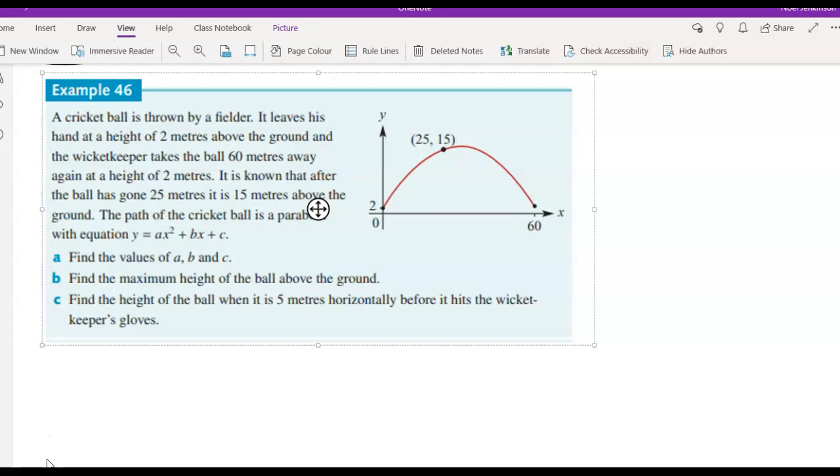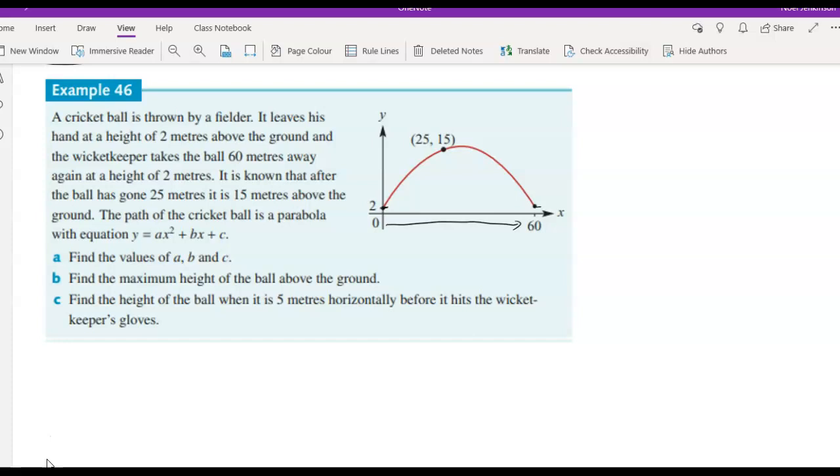This gives you some indication of what this y-intercept here will be. It's leaving his hands from 2 meters above the ground, the distance of 0 from him, so that's right there at the y-intercept. The wicketkeeper takes the ball 60 meters away, so we have this horizontal distance of 60 meters to the wicketkeeper, and he also takes it at 2 meters above the ground. That's nice, it gives you a symmetry. It's 2 meters above the ground at either end.